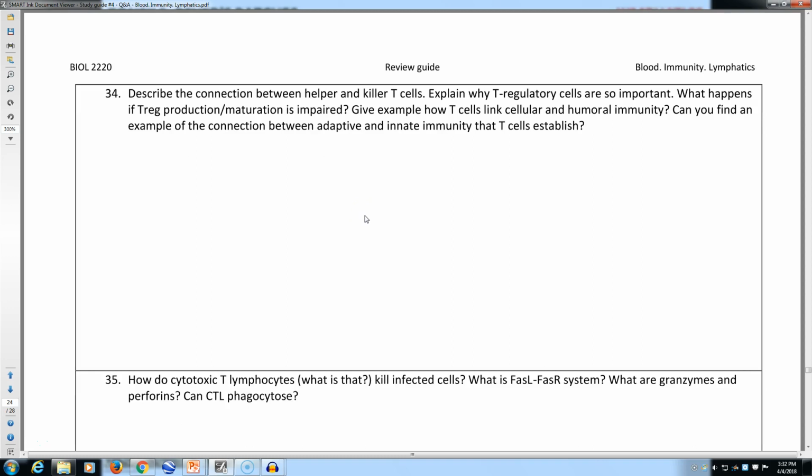Connection between helper and killer cells is that helper cells are required for proper activation of killer cells. T regulatory cells control inflammation. What if you have no Tregs? So immune response goes on and on and on. What kind of disease are you going to develop? Autoimmune. How T cells link cellular and humoral immunity. T cells help to activate B cells, right? T helpers. And T cells, when they help to activate macrophages, that's the connection between adaptive and innate.